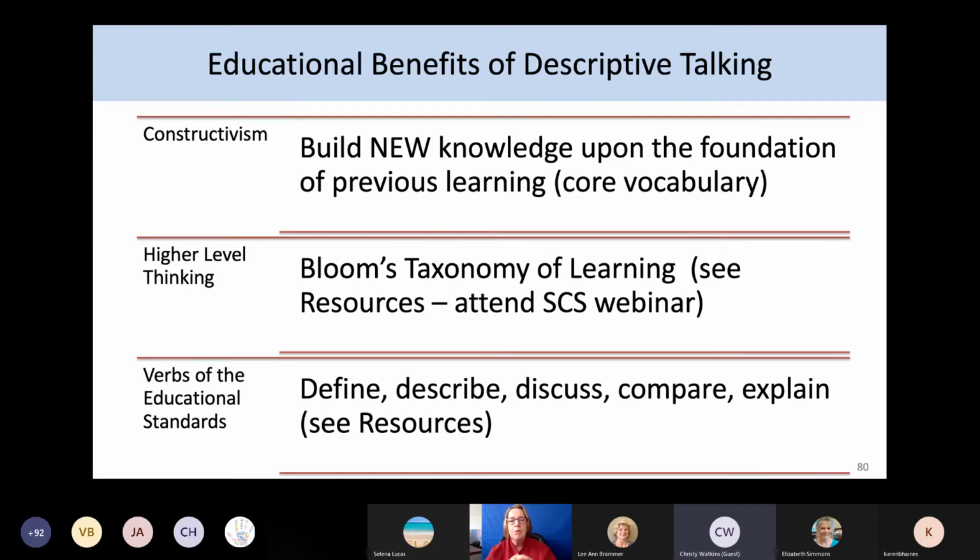Educational benefits are robust. The first one I want to touch upon is an educational theory called constructivism. The theory of constructivism is that we all learn something new by building upon the foundation of something we already know. And the foundation of new learning that I want us to have really strong in our kids is their core vocabulary. That should be their foundational skills.